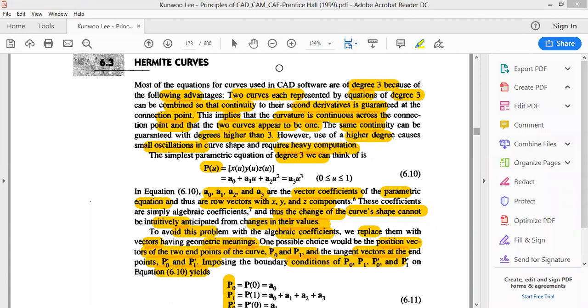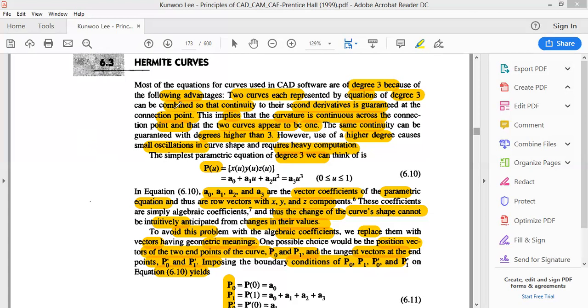So it's usually restricted only to third degree, that is cubic, because of the advantage that when two curves are represented by the same degree of equation, their continuity is going to be easier, and the second derivative is guaranteed to match at the connection point. So it will appear as a very smooth continuous curve rather than having split-ups. Otherwise, one would have a smooth curve and then from the next connecting point, the next curve would look different, and that is not going to look good. So uniformity is going to be maintained.